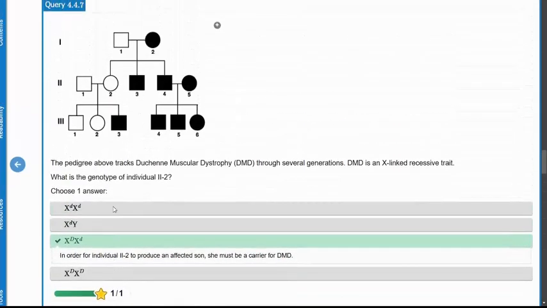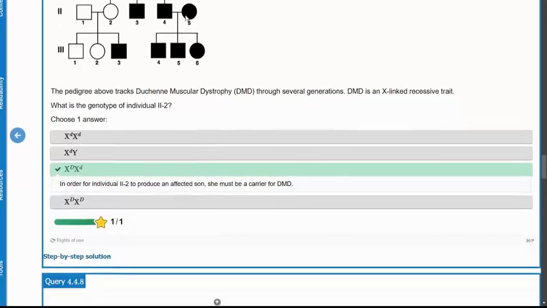To be honest, you don't have to think too much about these types of questions. For daughters, it's not that hard. You just gotta think XY chromosome, XX chromosome. That is probably the hardest part.